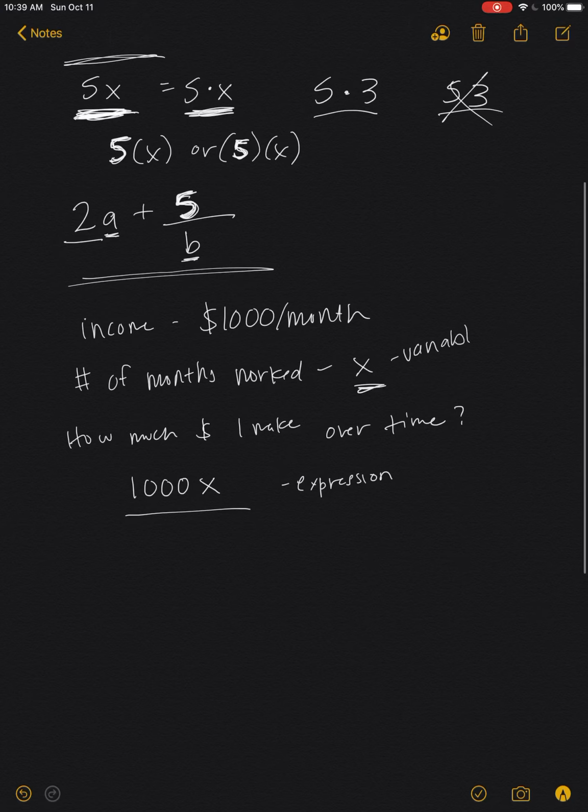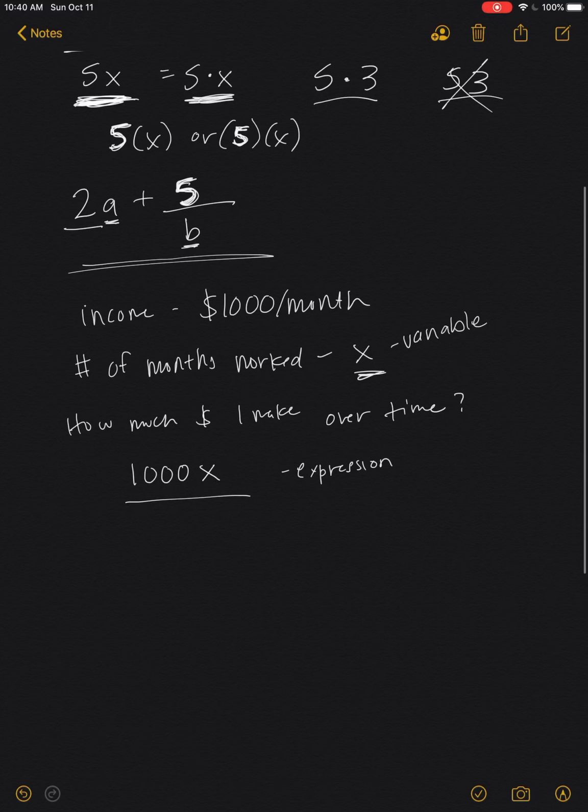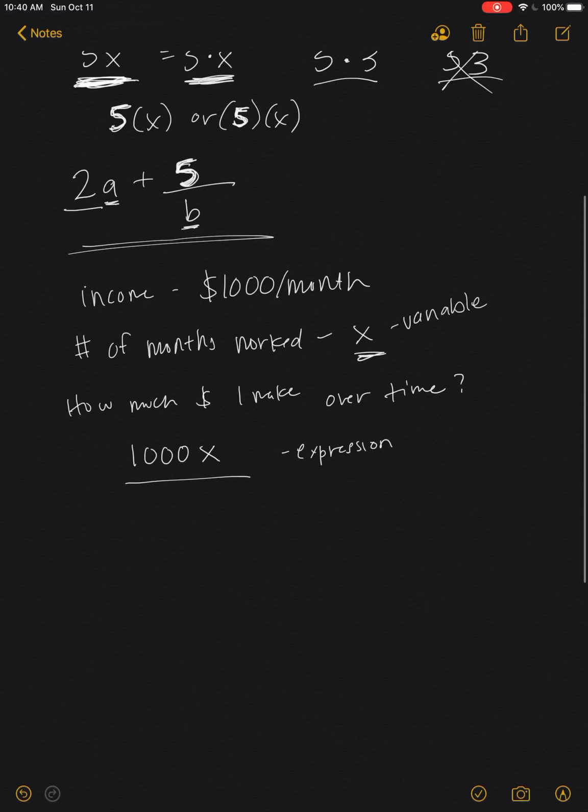This one here is my variable, because it changes. Maybe I only work this job for 2 months. Maybe I work this job for 12 months. Maybe I'm trying to figure out how long I need to work at this job so that I can save up a certain amount of money, for a new car or whatever it is. PlayStation, I don't know, something. So I'm trying to figure out how many months I need to work here to save up for whatever it is I want to save up for.